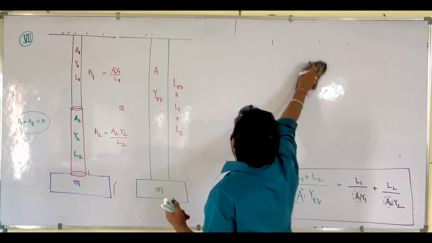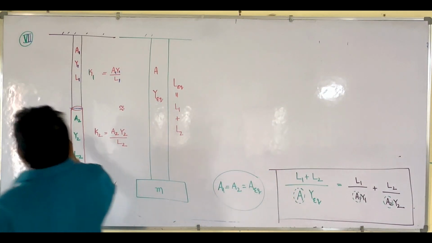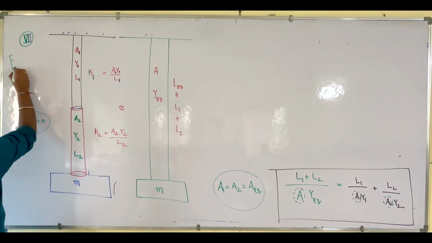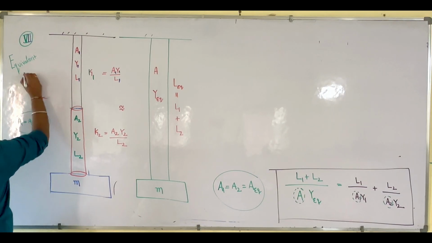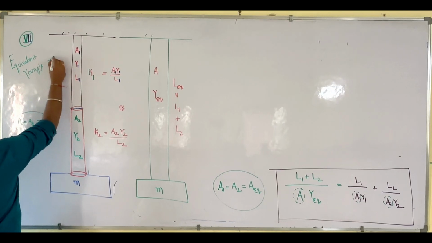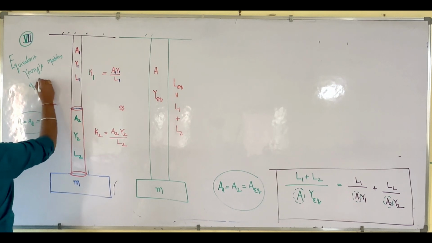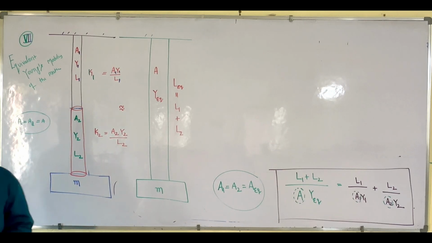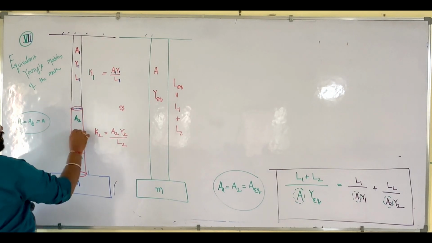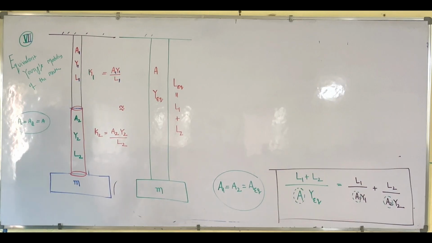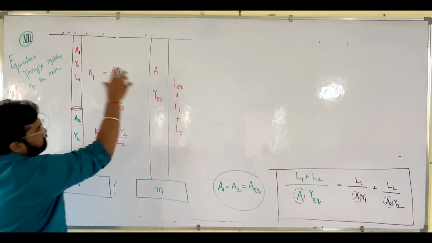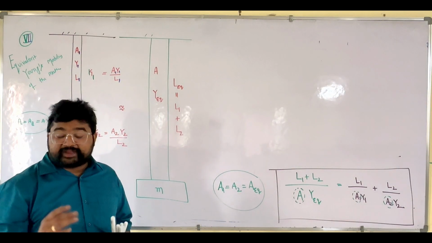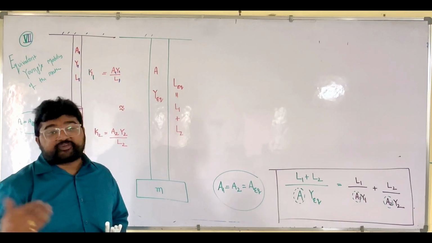This is the equivalent Young's modulus calculation. Equivalent Young's modulus of the material calculations. Here, two rods are made up of different materials. How to replace these two rods with another rod? Both are having different materials.